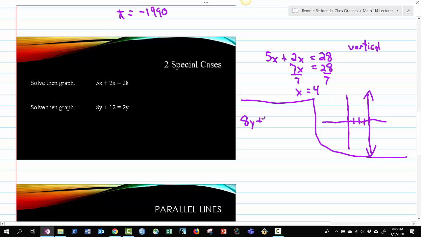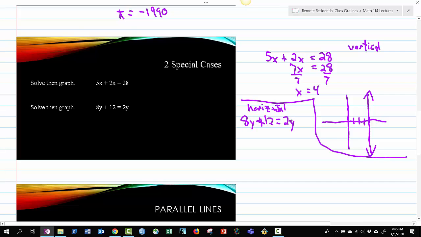8y plus 12 equals 2y. When there's only one variable and it's y, this is going to be a horizontal line. Okay? Horizontal. All right, well, let's solve for it. So we want y equals, right?